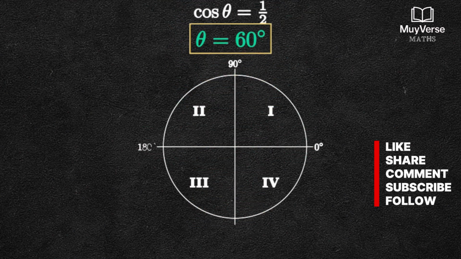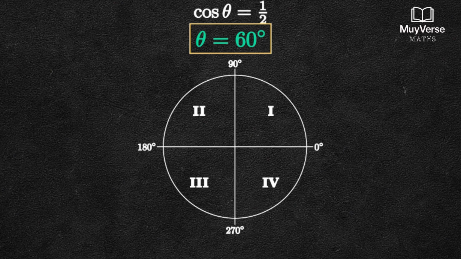Step 3. Decide the quadrants. Cosine is the x-coordinate on the unit circle, so cosine is negative where x values are negative. That happens in quadrant 2 and quadrant 3.